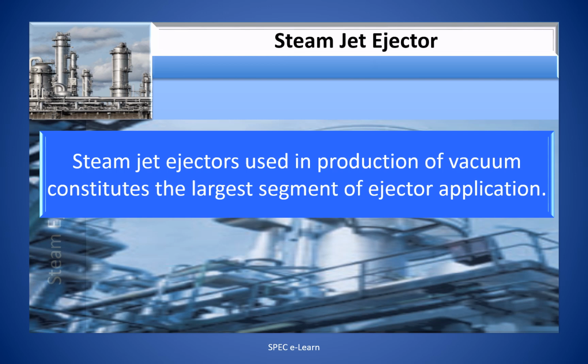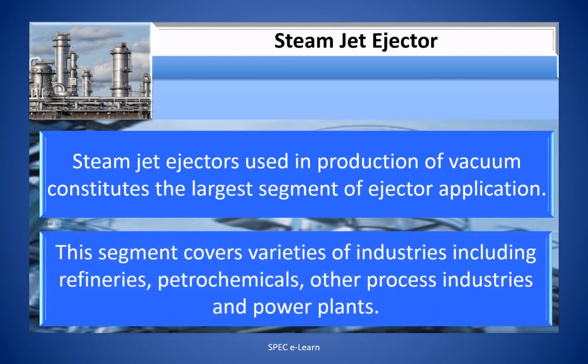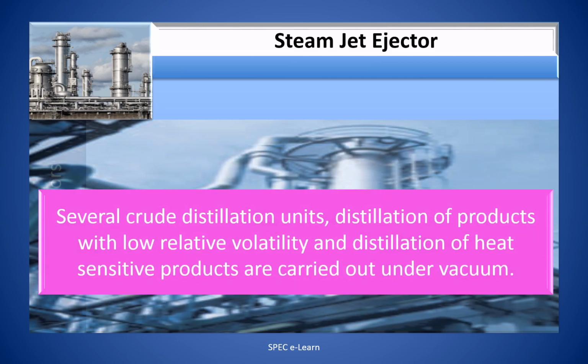Steam ejectors used in production of vacuum constitute the largest segment of ejector application. This segment covers a variety of industries, including refineries, petrochemicals, other process industries and power plants. Several crude distillation units, distillation of products with low relative volatility, and distillation of heat-sensitive products are carried out under vacuum.